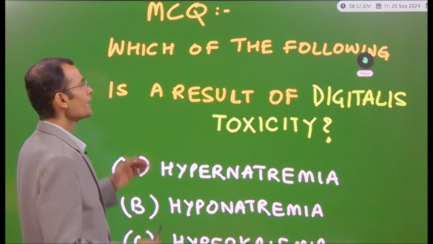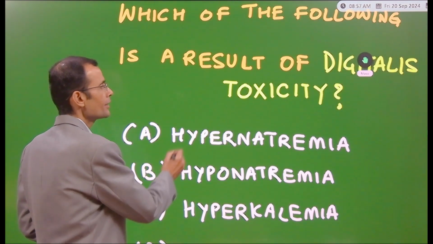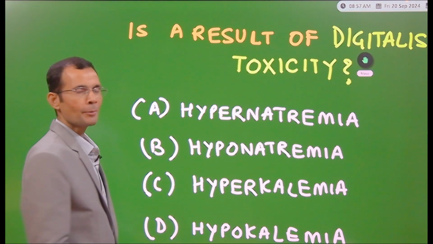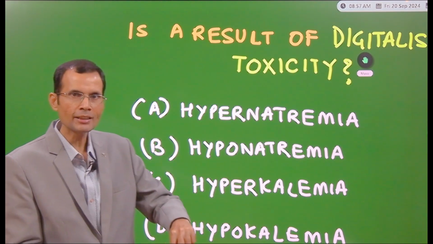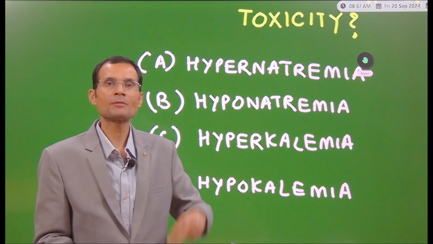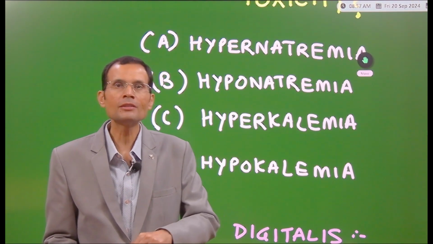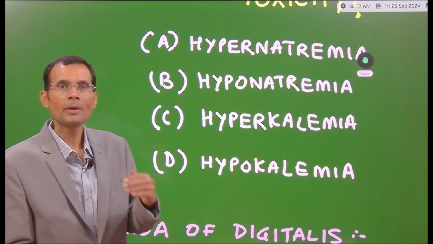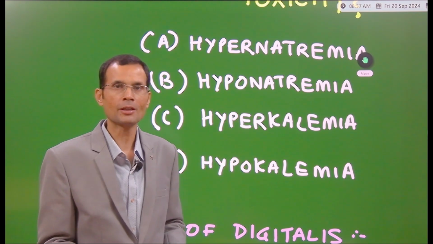Which of the following is a result of digitalis toxicity? And it's related to the changes in the plasma ion concentrations. The options were hypernatremia, increased plasma sodium; hyponatremia, decreased plasma sodium; hyperkalemia, increased plasma potassium; or hypokalemia, decreased plasma potassium concentration. To my surprise, many students were thinking about sodium concentrations. They marked hyper or hyponatremia.